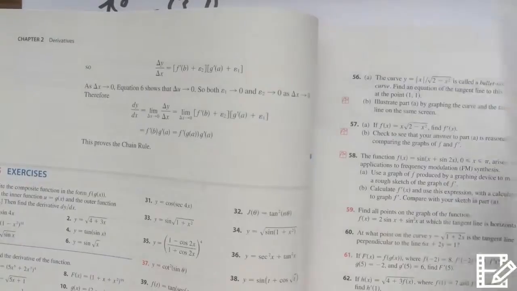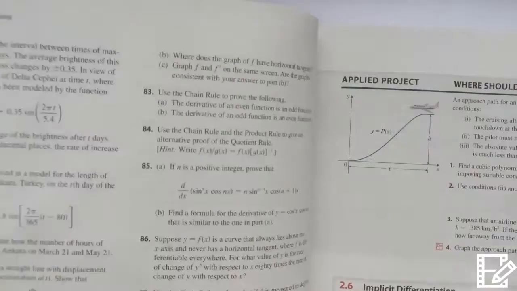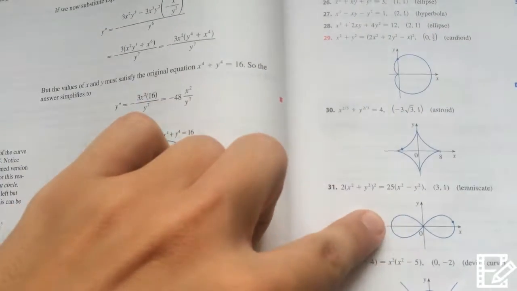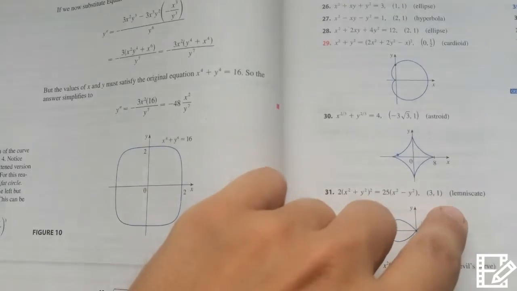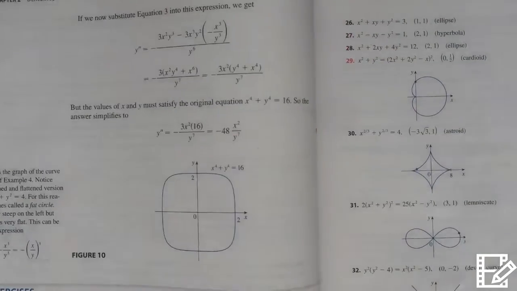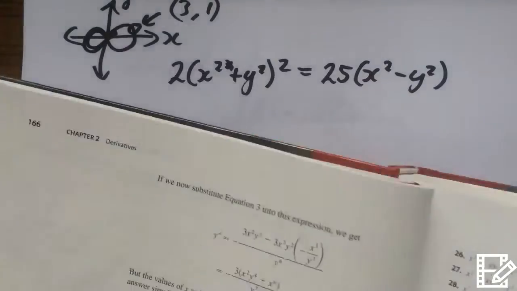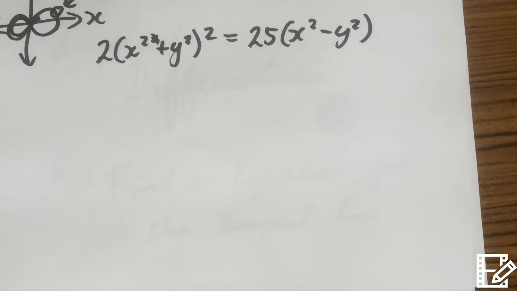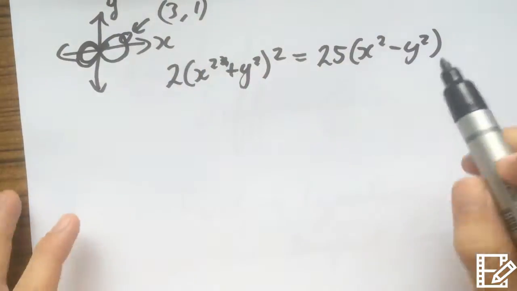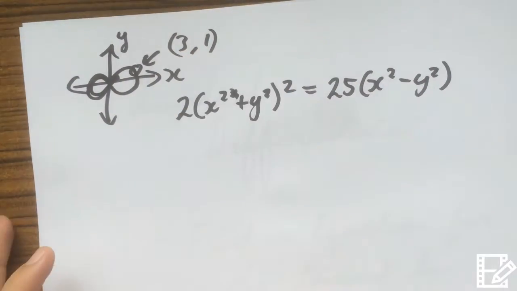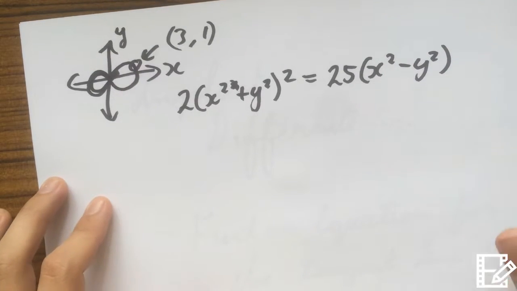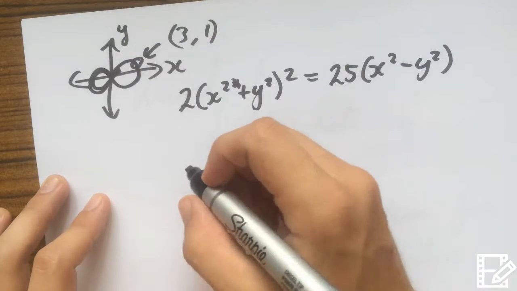Our question is here, and it's called a lemniscate. And so we're going to find the point here and use that to help us solve for the equation of a tangent line.